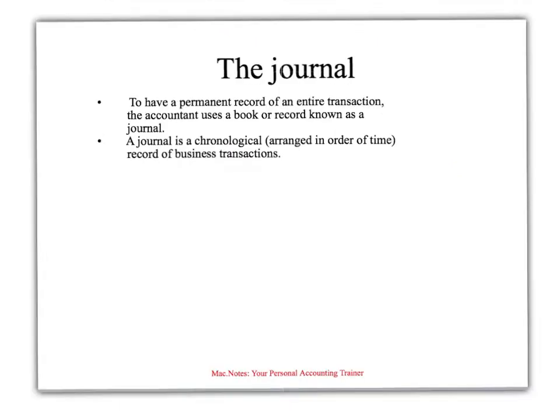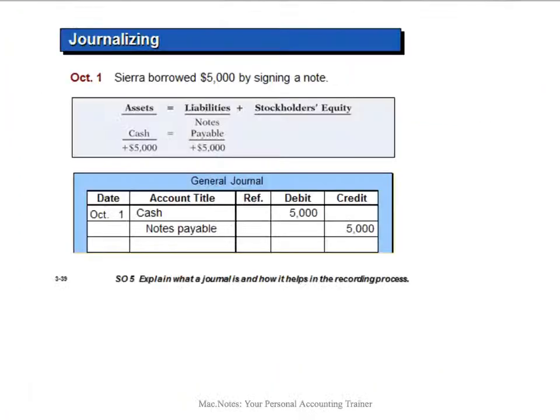Now, in later concept videos, we'll go through the adjusting entry, the posting and closing, and the post-closing trial balance, but that's later on. Now, the journal. The journal is a permanent record in which we record all business transactions as they have happened. So therefore the journal is in chronological order, and it is a record of all business transactions.